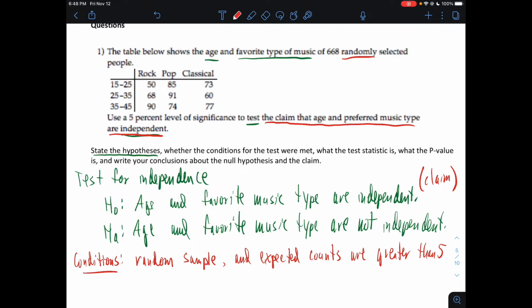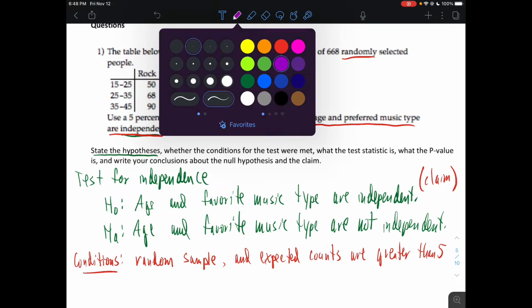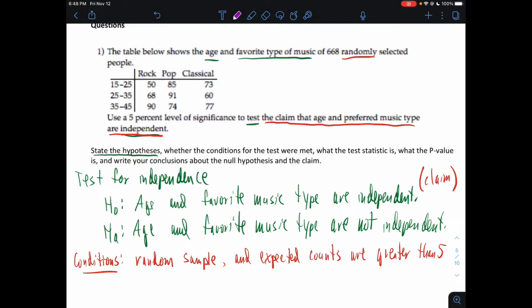So for example, we want to focus on building a two-way table that's just like the one that we have here. It's going to have 3 rows and 3 columns, and then it's going to have data that fills in those areas. So you can say rock, pop, and classical, and then you can have 15 to 25, 25 to 35, and 35 to 45.